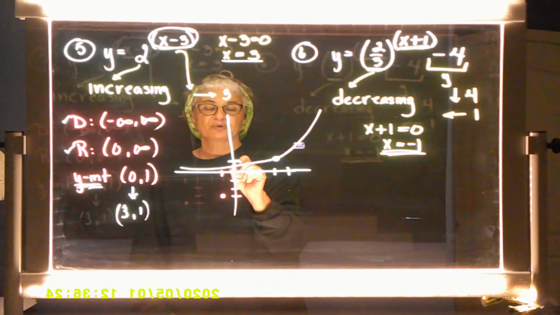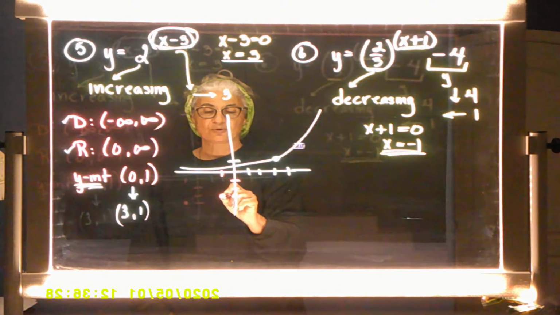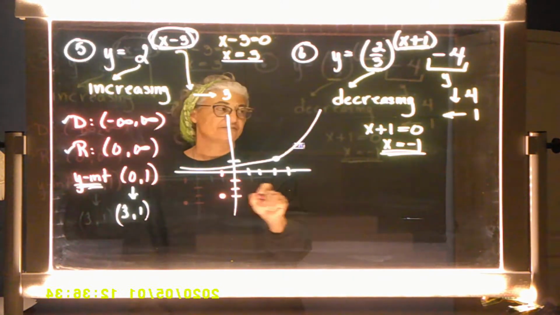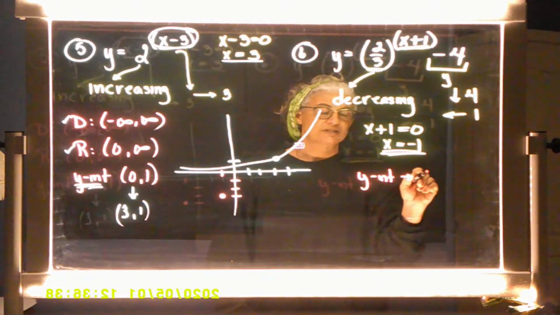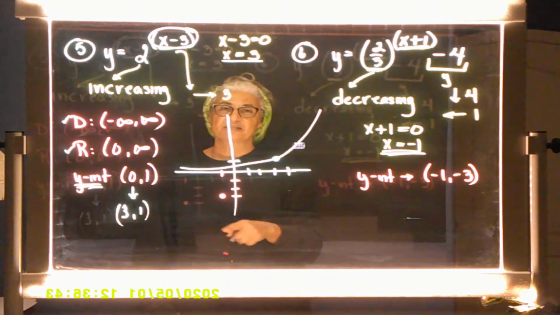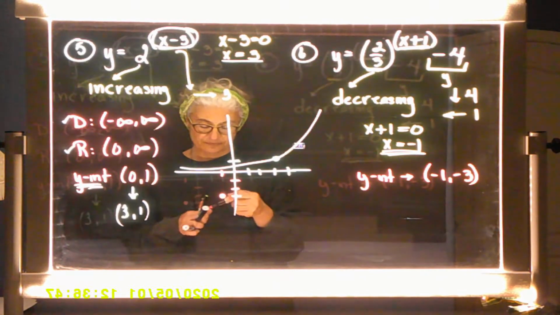My (0, 1) point is moving down 4, left 1. This point is now the point (-1, -3). So the y-intercept moved to (-1, -3). I don't care that it's not a y-intercept any longer. I want to know where it moved.